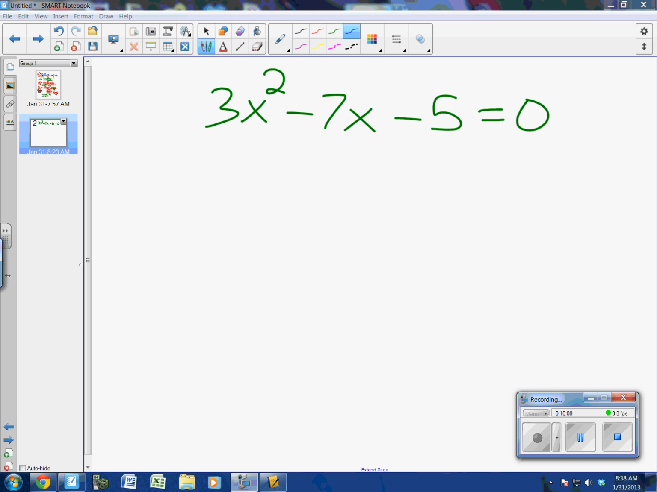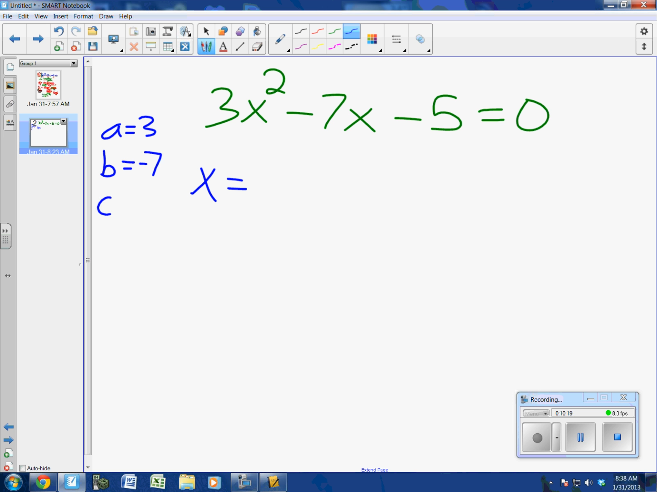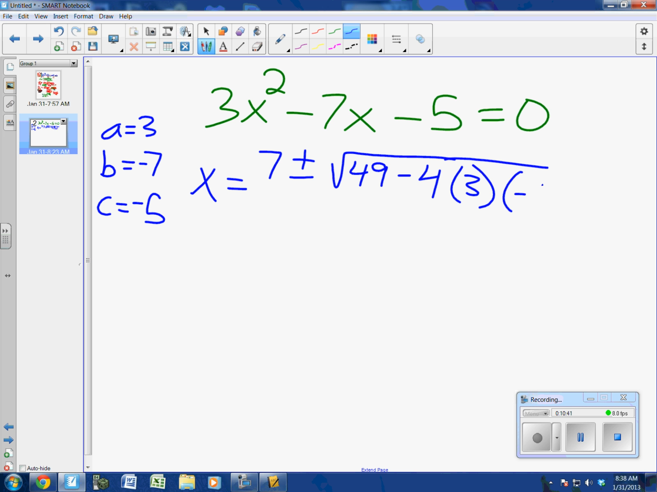Okay, check to see if you get it right. I'm going to do it. x equals negative b. And you guys, I like to do this. a equals 3. b equals what? Negative 7. c equals what? Negative 5. Okay, x equals the opposite of b. What would that be? Plus or minus the square root of b squared. What would that be? 49, not negative 49, right? Minus 4 times 3 times negative 5. All over what? 2 times 3 is 6.